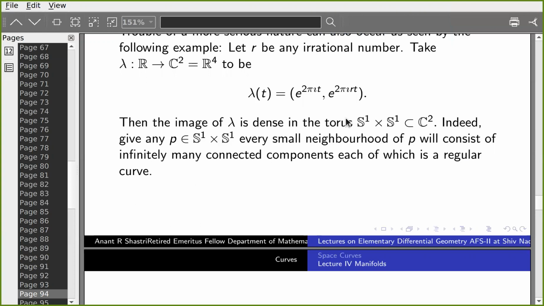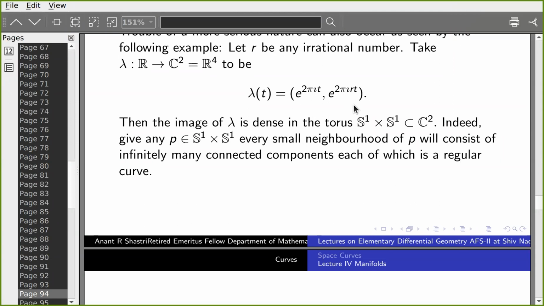Nevertheless, this is a parameterized curve. Whatever we have studied, this is a space curve. All those studies are still valid for this one. So if you want to keep that definition forever, you are welcome, but you are stuck with other things. The moment I go to manifolds, this example will be left out. It is good for us. We don't want to get into this kind of complication. The topology becomes very complicated here.